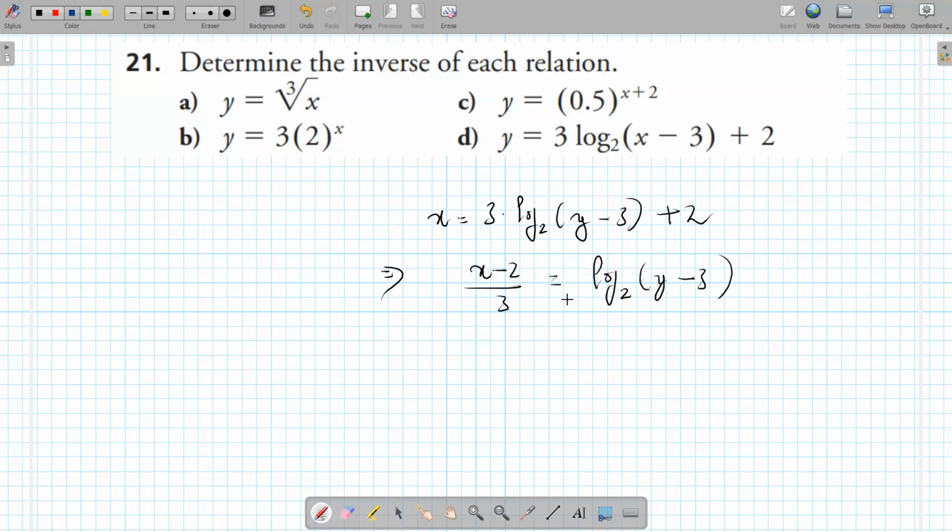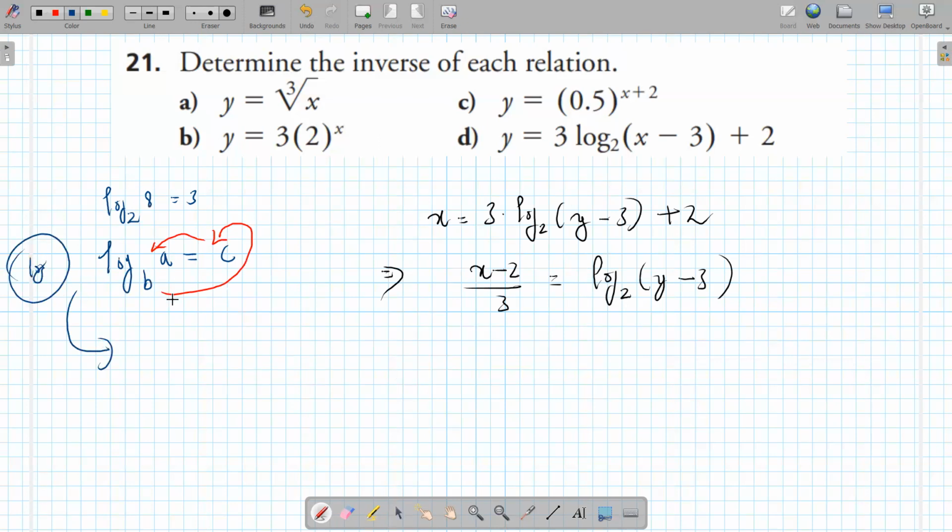So what you do is this. You're going to change this using this rule. If you have log base b of a equals some number c, an example is log base 2 of 8 is 3, then b to the power of c is going to be a. So right now this is in your log form. If you want to go into exponential form, you can do b to the power of c equals a. And this is in the exponential form. And that's how you go back and forth between log and exponential.